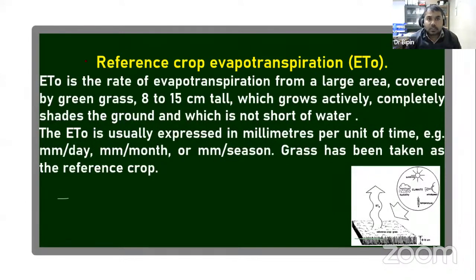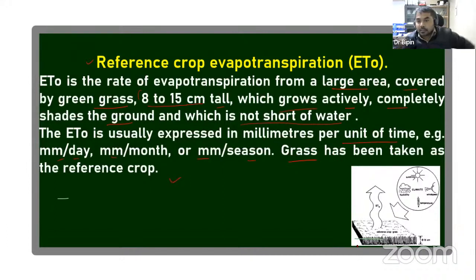Now we will discuss the reference crop evapotranspiration. What is the reference crop evapotranspiration? So reference crop evapotranspiration is the rate of evaporation from a large area covered by green grass 8 to 15 centimeter tall, which grows actively, completely shades the ground, and is not short of water. Reference evapotranspiration is usually expressed in millimeter per unit of time. That may be mm per day, mm per month, mm per season, and especially grasses we take as a reference crop.